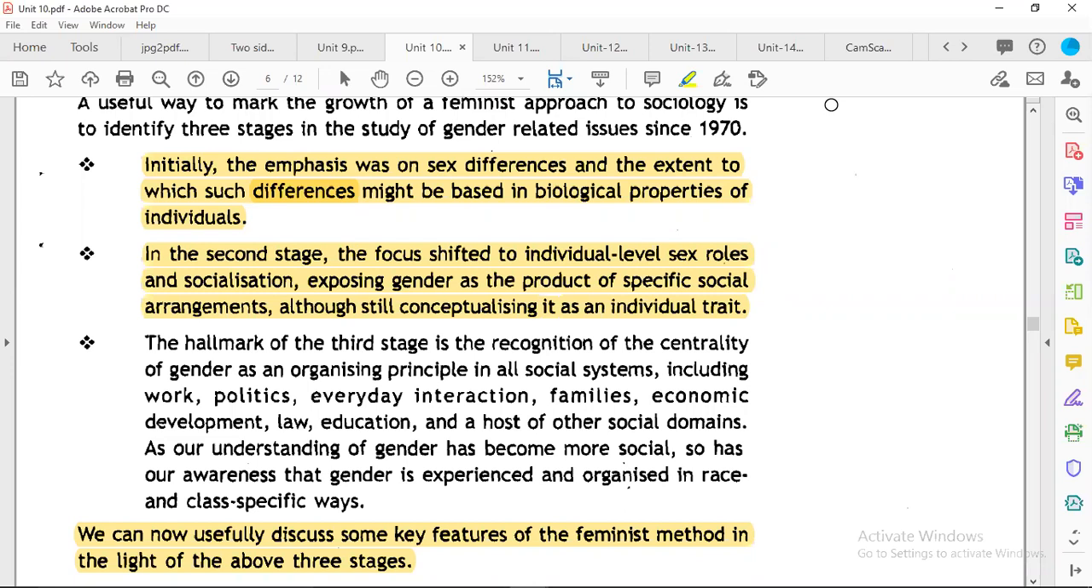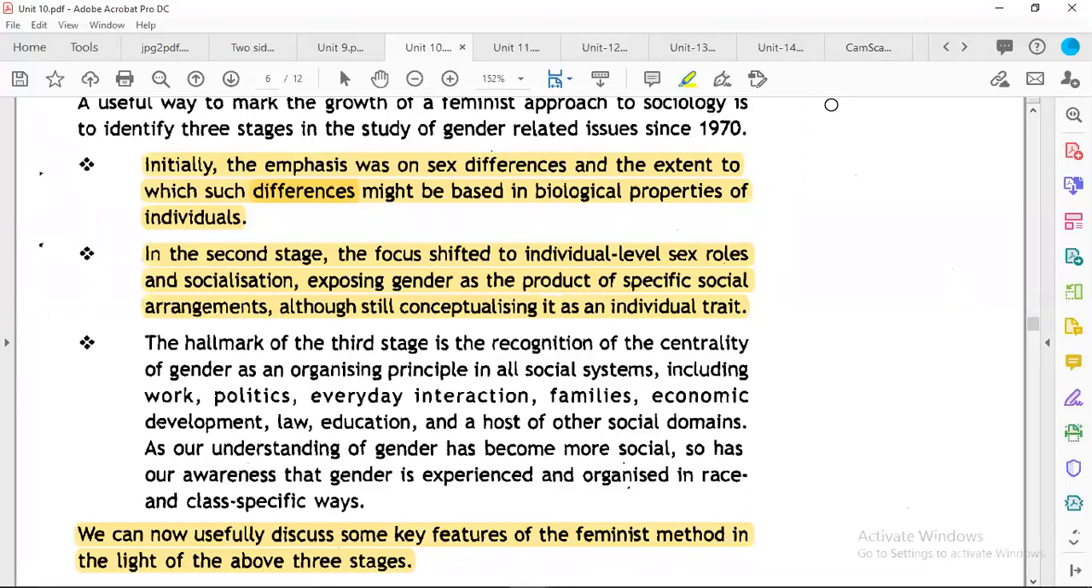We have to understand what we mean by stages. Stages means the first stage is not mature enough. The second stage is a little more mature than the previous one. The third stage is the highly mature stage. Same like that in sociology, after 1970, when the feminist stages were written by sociologists, it was considered that the first stage has some problems regarding feminism. The second stage has some problems regarding feminism. That means they are treating gender as an individual trait.